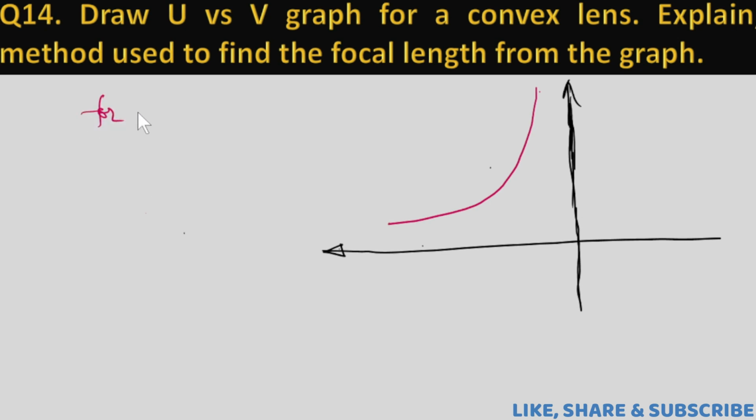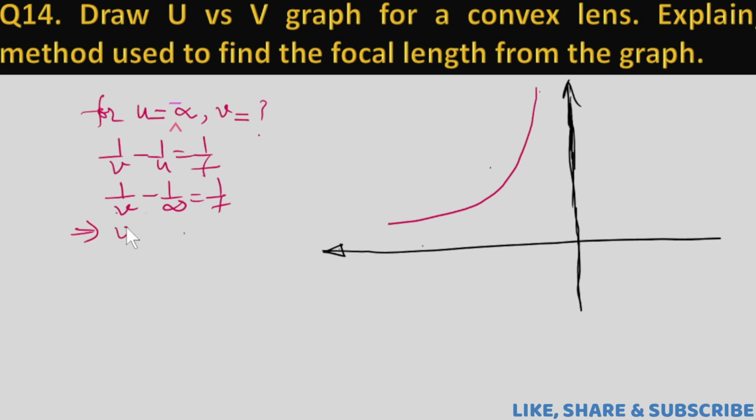For u equal to infinity, v will be equal to what? 1 by v minus 1 by u is equal to 1 by f. This suggests that 1 by v minus 1 by infinity is equal to 1 by f. This implies that v should be equal to f. Okay, so this is u, this is v, and for u going to infinity, v is equal to f. This is the asymptotic line.